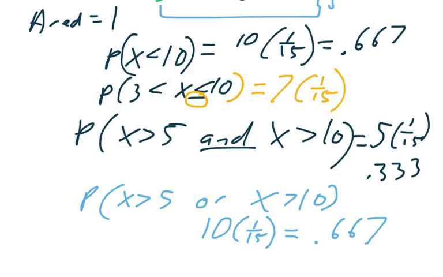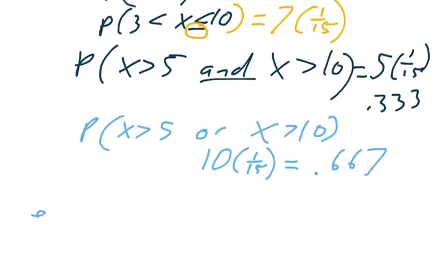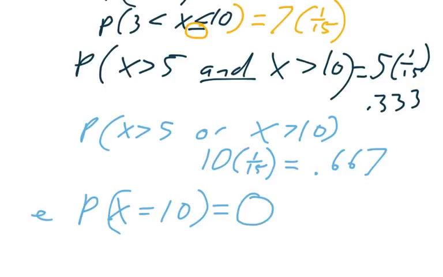For letter E, probability that x is equal to 10: always when we have a continuous random variable and we get just one number, the answer is going to be equal to 0.